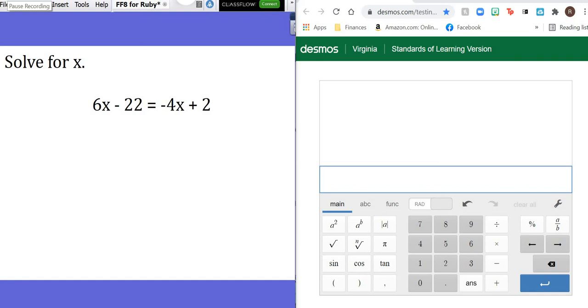All right, we've got 3 equations to solve, and these are pretty complicated, so pay good attention. Also, remember that you should use Desmos, and I will do my best to use Desmos too. Okay, so let's start here.